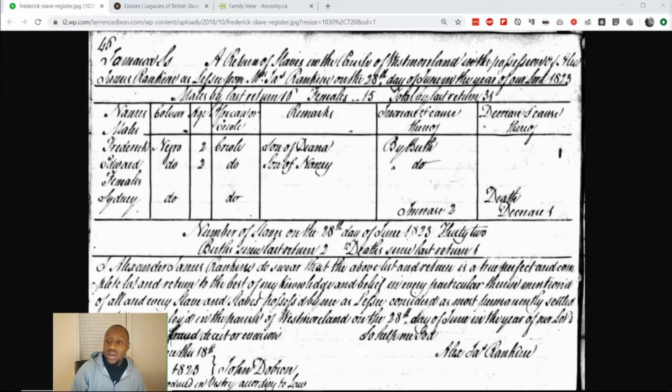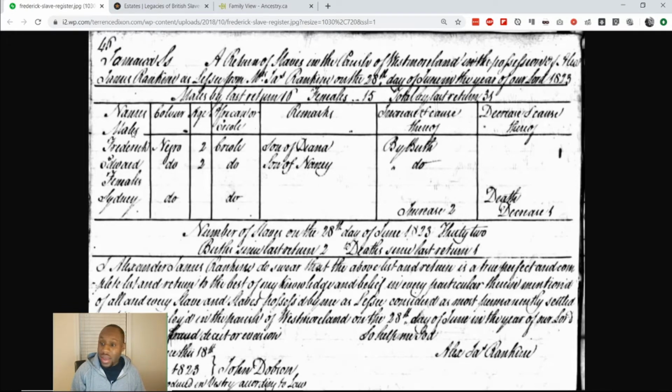Okay, so the rest of the table says this. It's divided by names, color, age, African or Creole. African means that the slave was born in Africa and arrived on a slave ship. Creole means that the slave was born on the island. Any additional remarks? Increase and cause thereof.